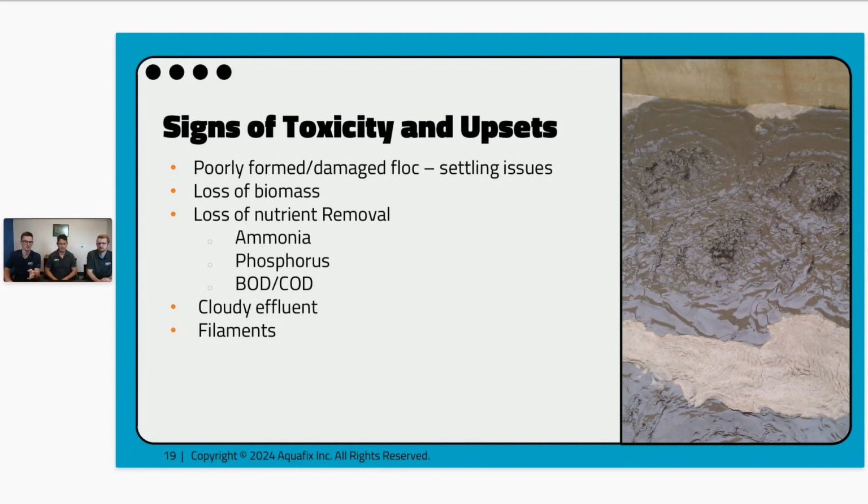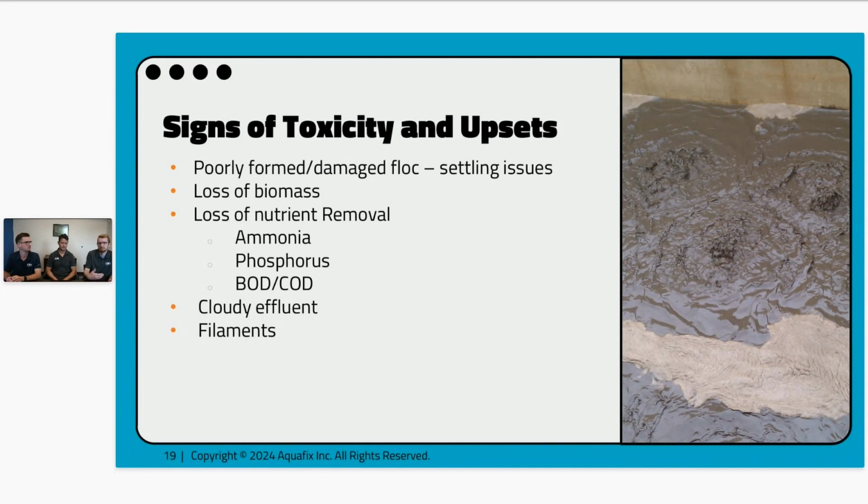And another note too, filaments can tell you a lot about a system. I know we talked about Nocardia and Microthrix. Those are more strictly fats and greases, but other filaments like low DO filaments, low F to M filaments, and septicity, all of those are going to give you a lot more insight and a better idea of what kind of toxicity you're dealing with. The environment, the biology.